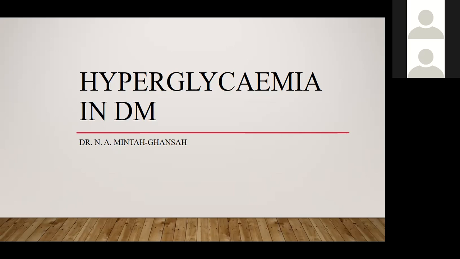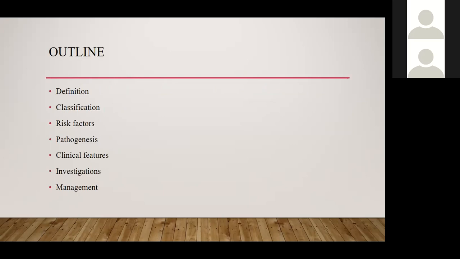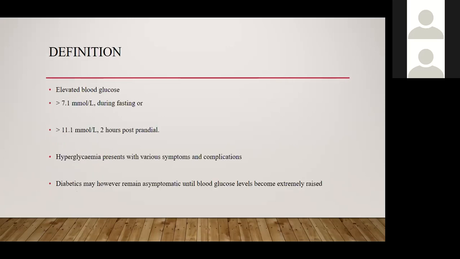One of the complications we talked about previously was hypoglycemia. Today, we'll be looking at the opposite, which is hyperglycemia in the diabetic patient. Okay, so that's what we'll be talking about today. So we'll look at some definitions as a recap. We'll look at risk factors, pathogenesis for these hyperglycemic complications. We'll also look at clinical features and how to investigate our patients and then how to manage our patients.